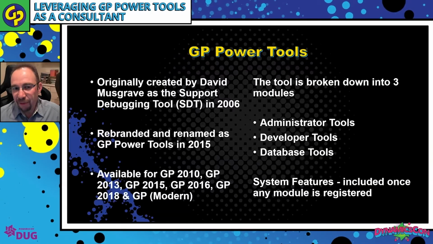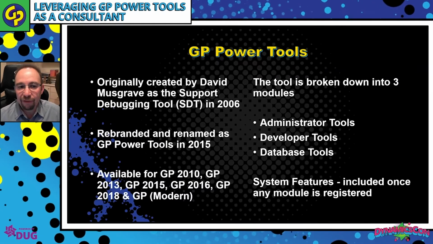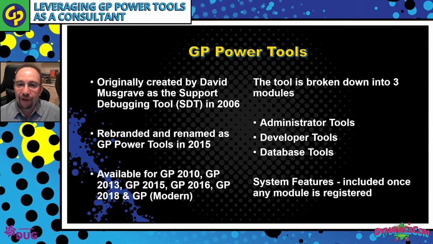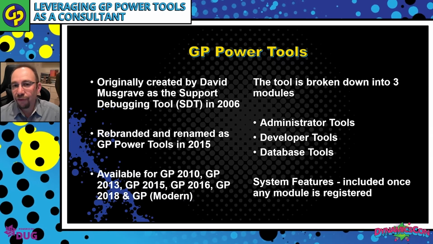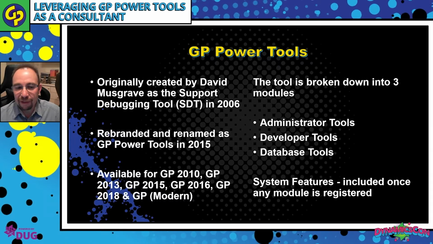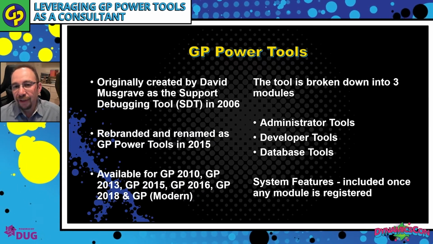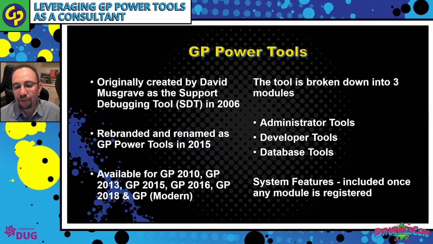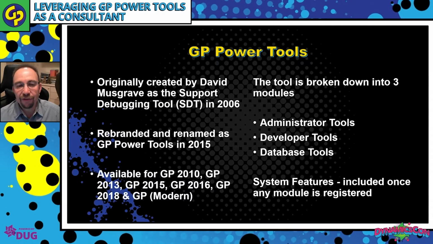So a little bit about GP Power Tools. You might know the history of it, that it originally came from the support debugging tool, which I wrote while I was at Microsoft. When I left Microsoft, it was rebranded as GP Power Tools in 2015, and it's available for all versions of GP from GP 2010 right through to the current 18.3 Modern Lifecycle GP version. It contains 3 modules. It has the administrator tools, the developer tools, and the database tools. And as soon as you register one of those 3 modules, you also get a suite of system features.